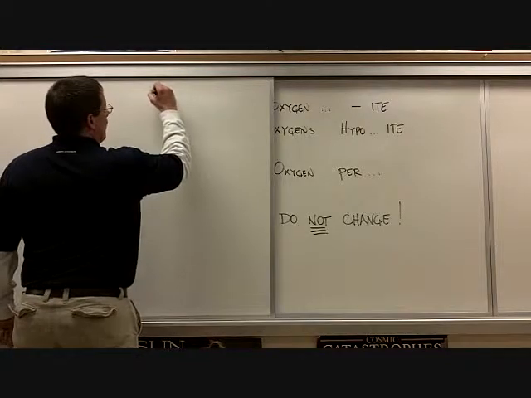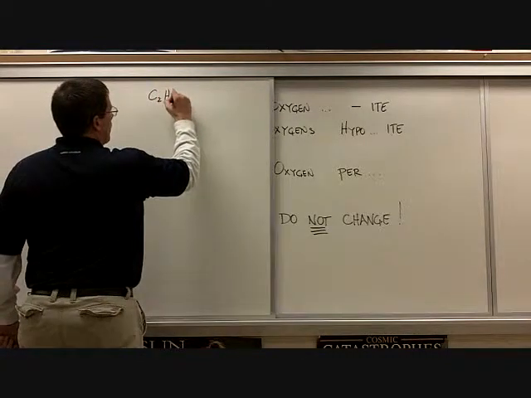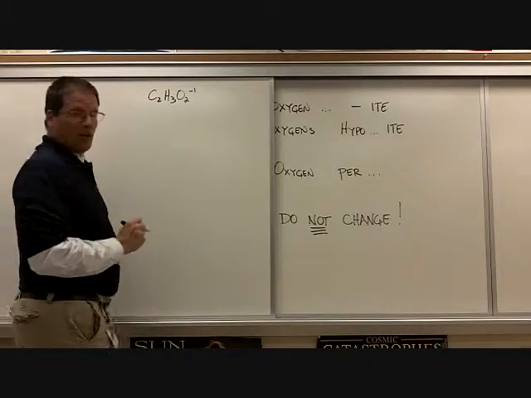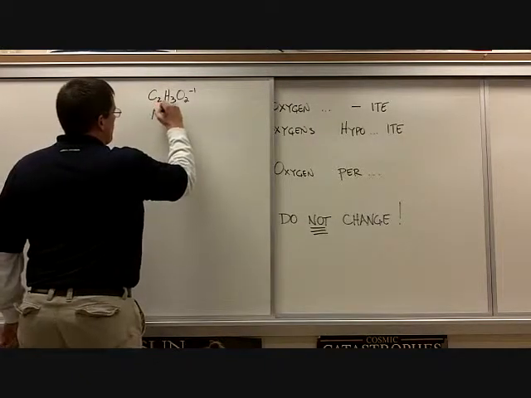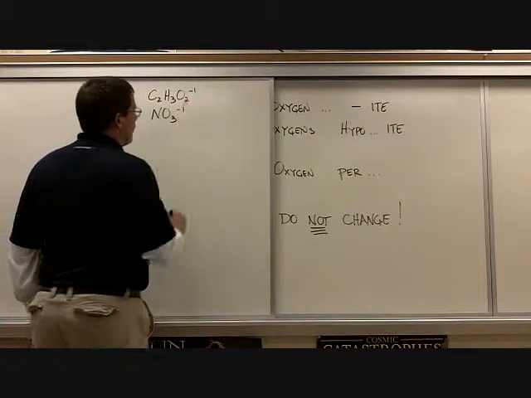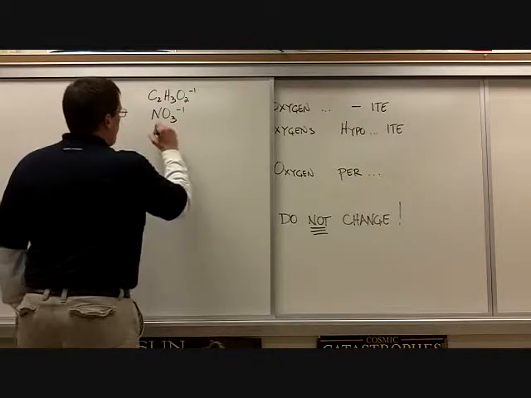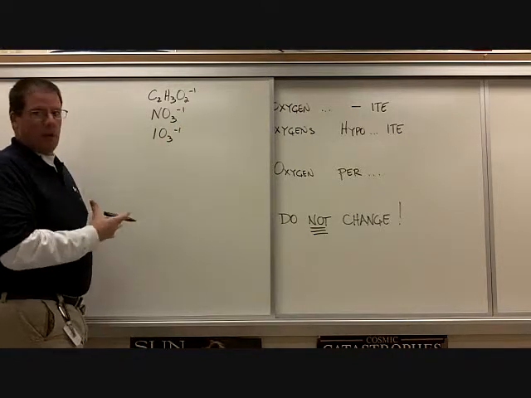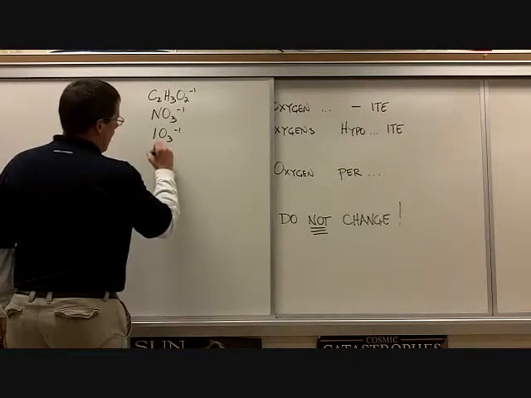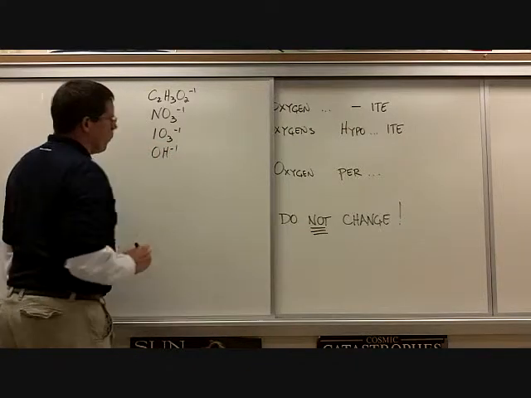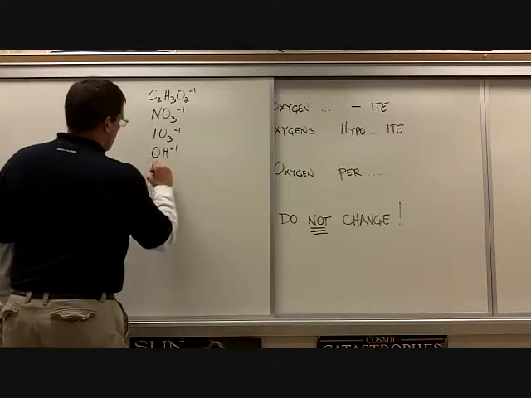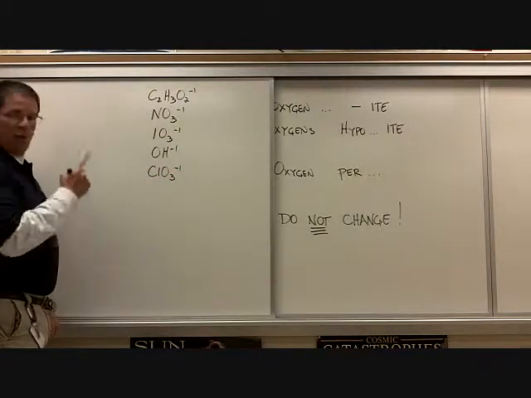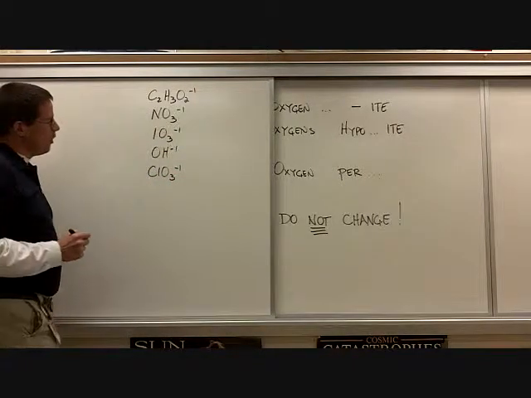So we've got acetate, which is C2H3O2 with a -1 charge. You have nitrate, which is NO3 with a -1 charge. You also have iodate with a -1 charge, and these may not be in order. Hydroxide with a -1 charge. Chlorate, ClO3 with a -1 charge. And those are your 5 that have a -1 charge.